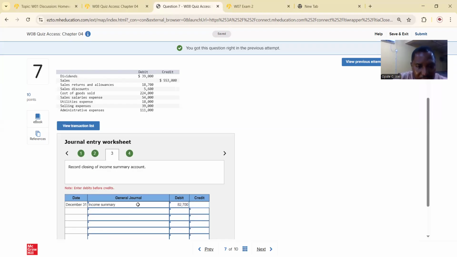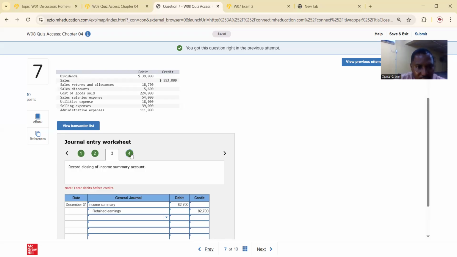82,700. And then I'll close it by crediting retained earnings, right? So retained earnings is the same amount, 82,700. And so the income summary account is closed.